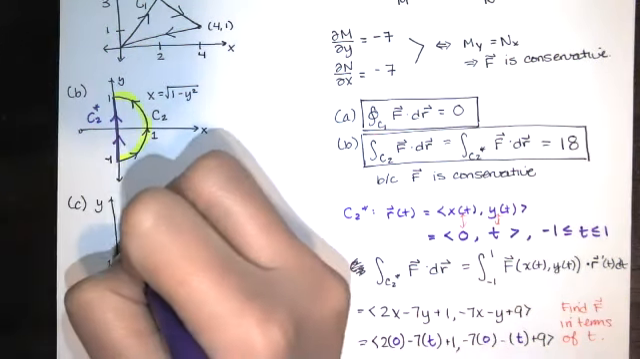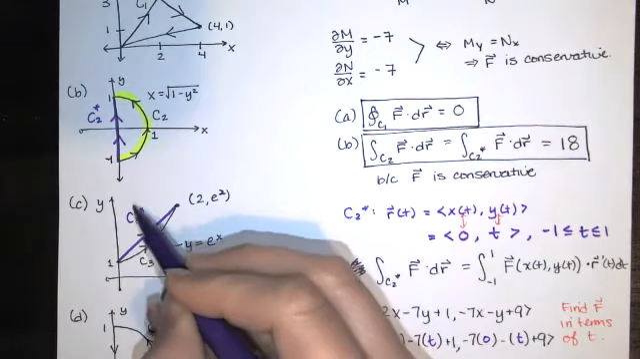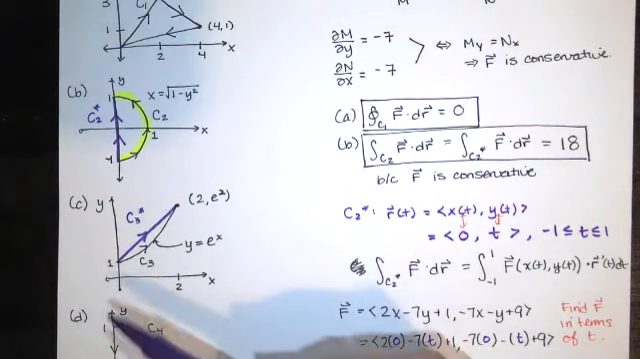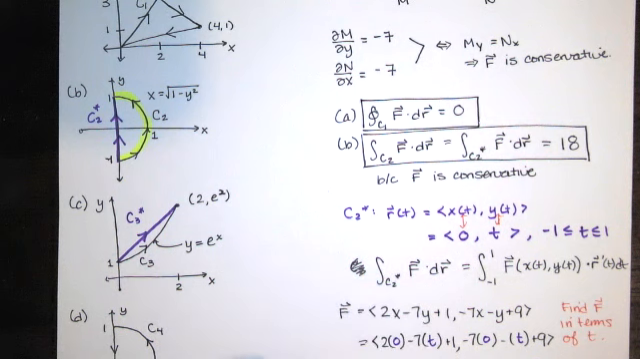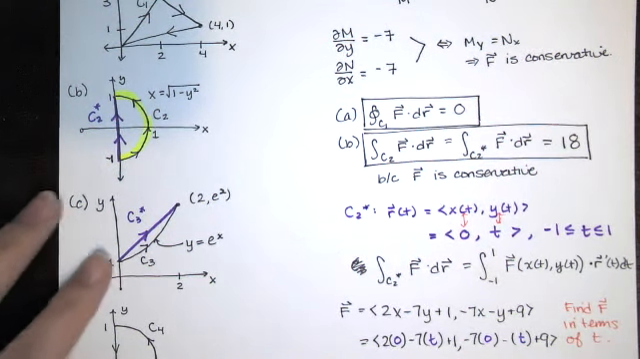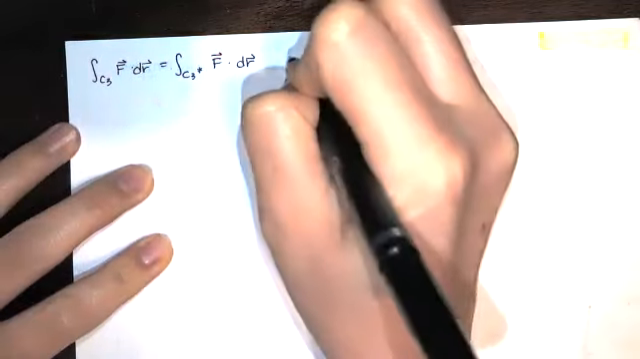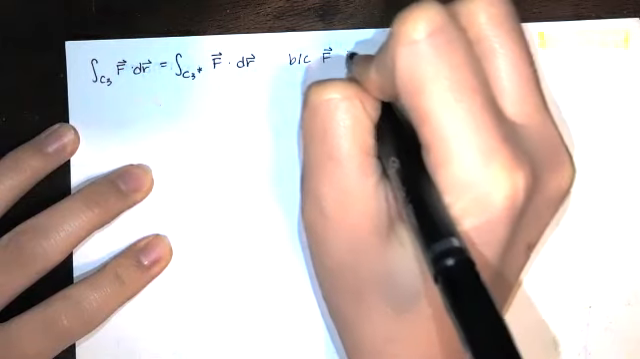If this is C3, I'm going to call this C3 star. And evaluating the line integral over C3 star is going to give us the same value as evaluating the line integral over C3, because of path independence. So let's evaluate that. This is because f is conservative.